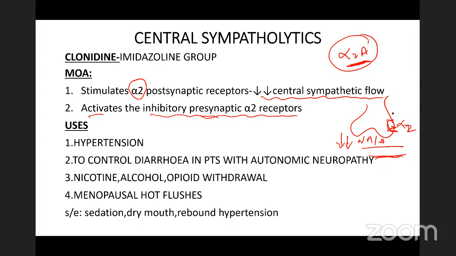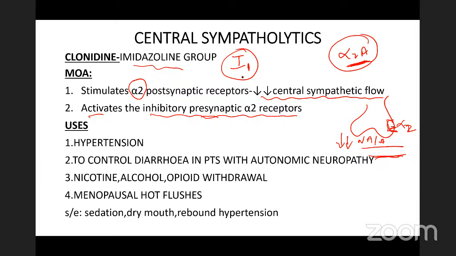And also they say that recently it also activates the imidazoline type of receptor I1. Okay, it belongs to imidazoline, activates the imidazoline receptor I1, which controls alpha 2 receptors. Okay, that is one more point you have to remember related to clonidine.